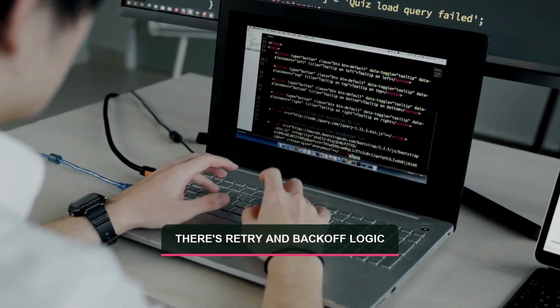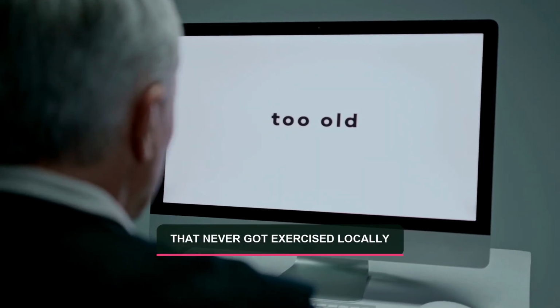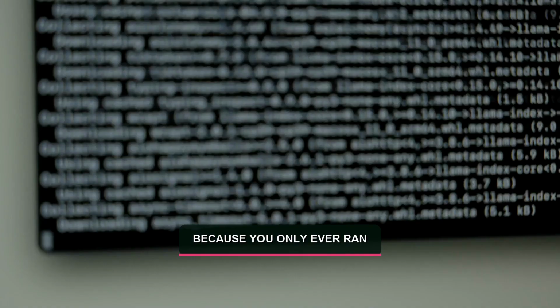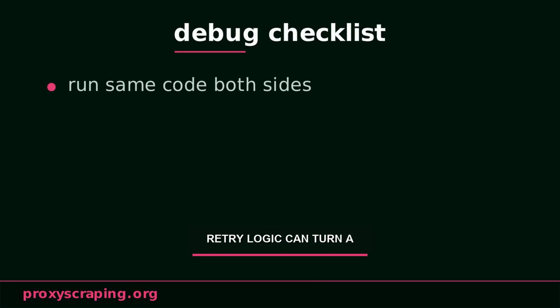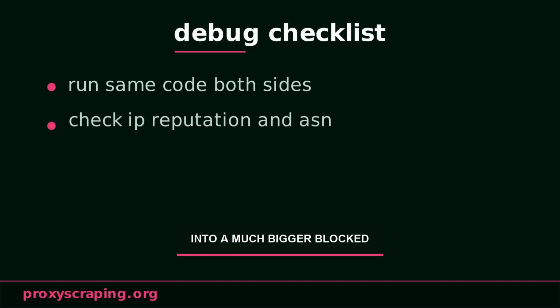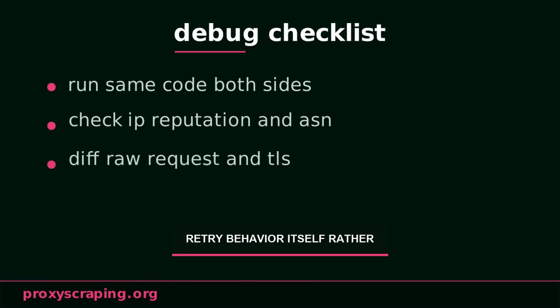And then there's retry and backoff logic that never got exercised locally because you only ever ran one request at a time there. Under real failure rates in production, badly tuned retry logic can turn a handful of ordinary rate limits into a much bigger blocked window than it needed to be, basically making a small problem worse through the retry behavior itself rather than through anything the target site did.